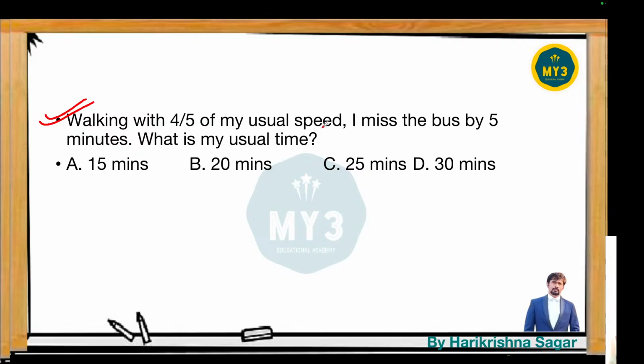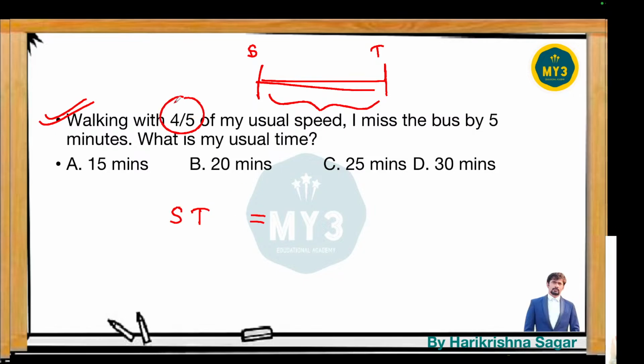Walking at 4 by 5 of usual speed, I missed the bus by 5 minutes. That means he is late by 5 minutes. What is the usual time? In this type of question, the traveling distance is constant. Whether it is walking or running, no matter, the traveling distance is constant. If he is walking with a speed of s, he may reach in the time of t. So s into t is the total distance in the first case.